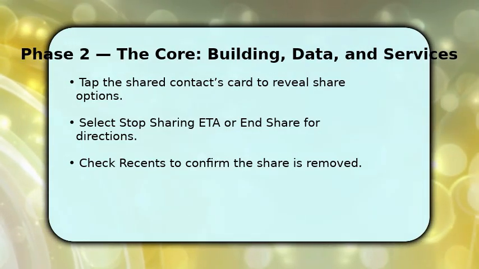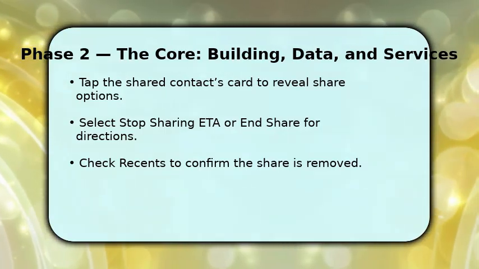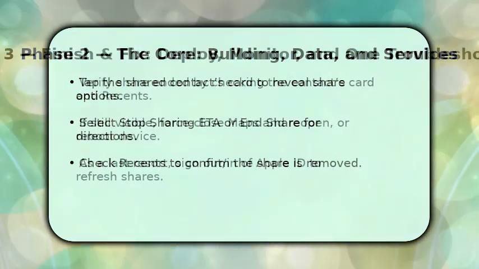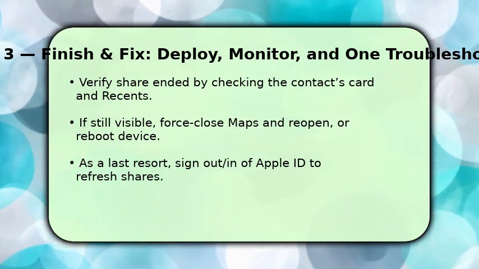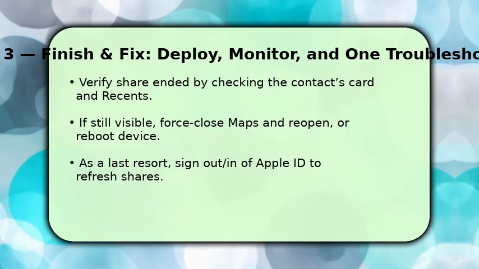Make sure to scan the recents or the conversation that requested ETA to confirm it's removed. You finish by confirming the change. Open the contact card and recents to see that ETA sharing is gone. If the ETA still appears, force close Maps and reopen, because temporary UI caching can mislead you.